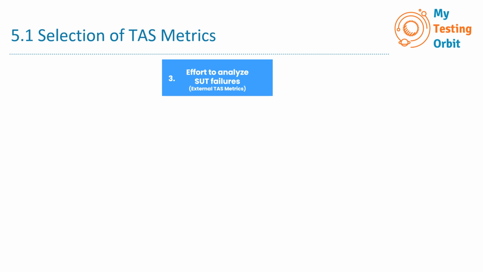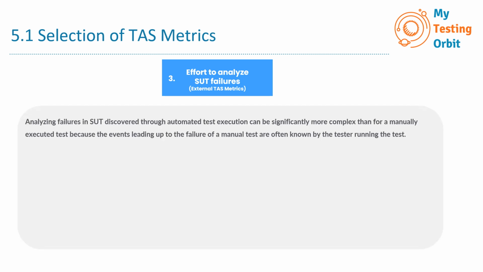Moving on to the third external TAS metric, it is the effort to analyze SUT failures. Analyzing failures in the SUT discovered through automated test execution can be significantly more complex than for a manually executed test, because the events leading up to the failure of a manual test are often known by the tester running the test. So when we are dealing with automated tests and something goes wrong in the software under test, SUT, figuring out what happened can be quite a puzzle.